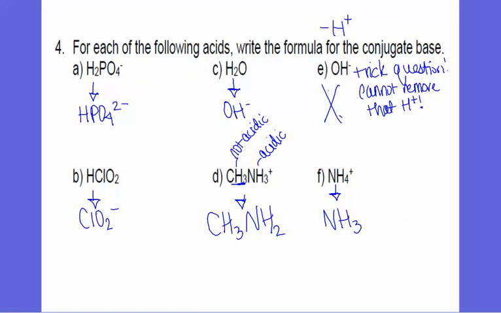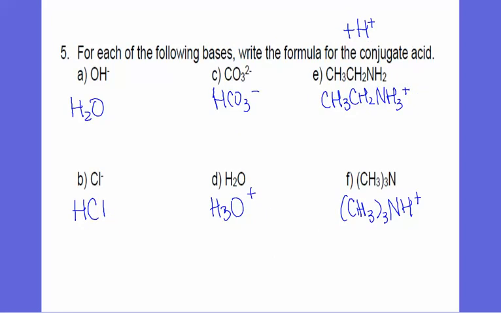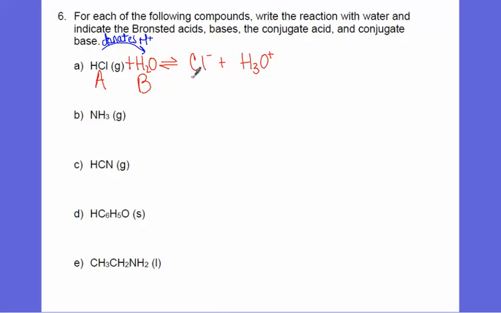Now, we're almost done with this problem. Back here in number 4, all of these, except for E, were acids, and we wrote the conjugate base. So the conjugate base is the substance that is produced from the acid losing a hydrogen ion. The conjugate acid is the substance that is produced from the base gaining a hydrogen ion. So here, Cl minus would be my conjugate base because it comes from the acid. And H3O plus would be my conjugate acid because it comes from the base. Cool? Let's do one more together.